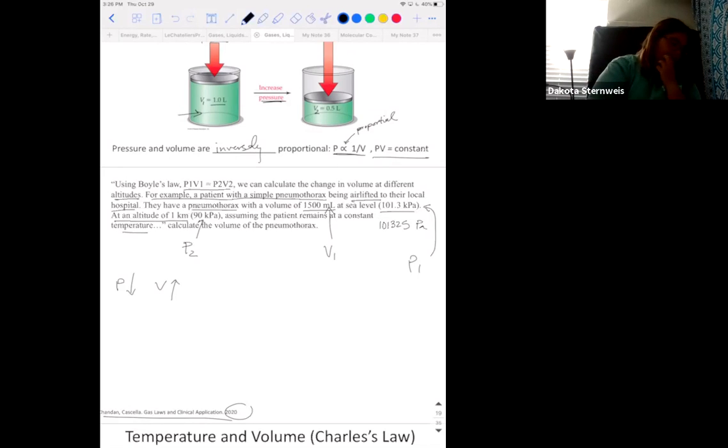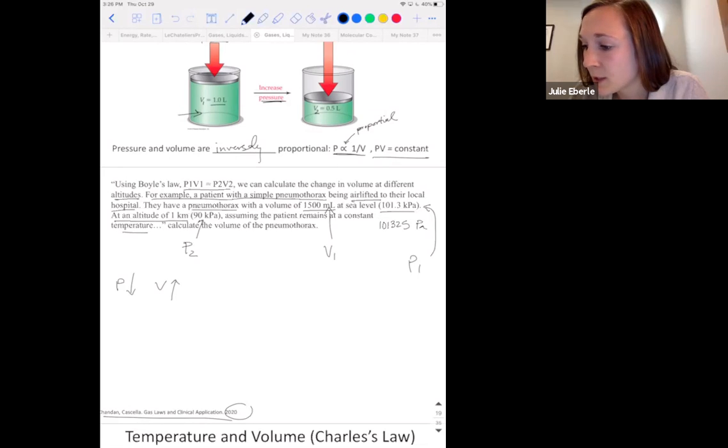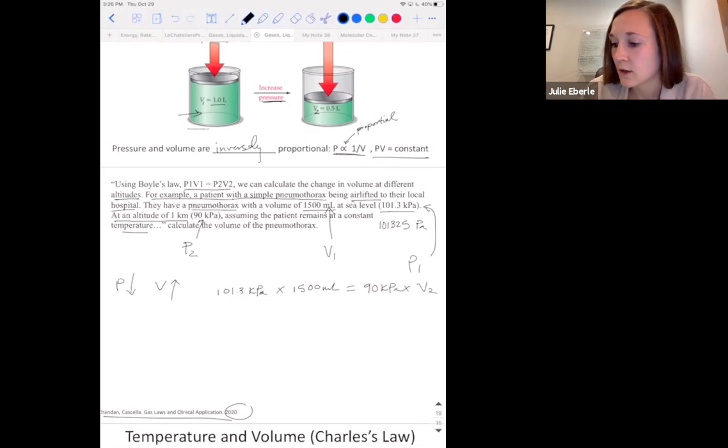So let's calculate this. We're just going to plug it in. P1 times V1. So P1 is 101.3 kPa, and we're going to multiply that by V1, 1500 milliliters. That is going to equal P2, which is 90 kPa, times V2. So we're looking for V2. So that was P1, V1, P2, and V2.